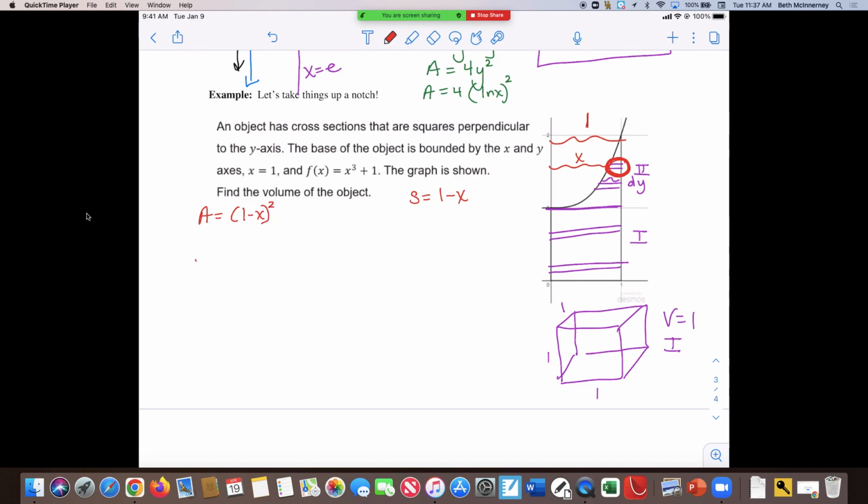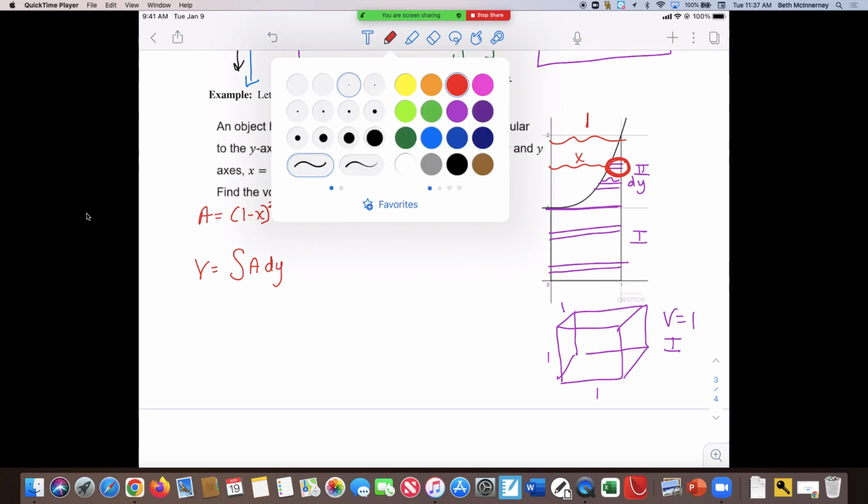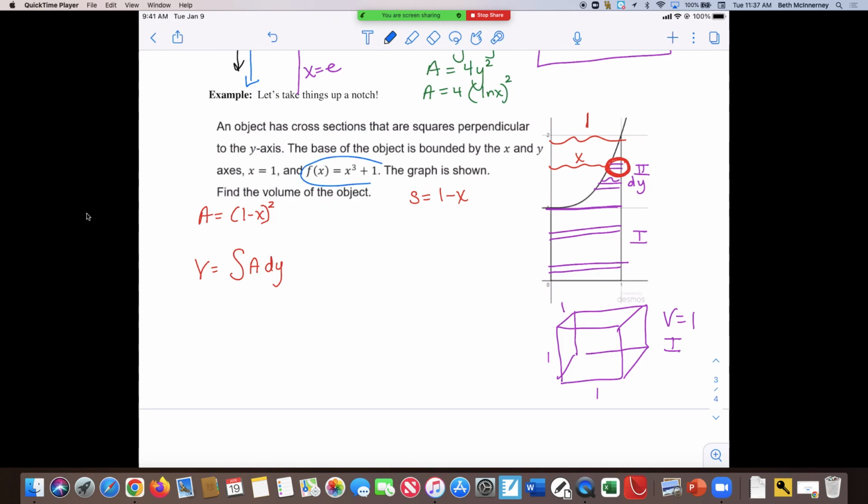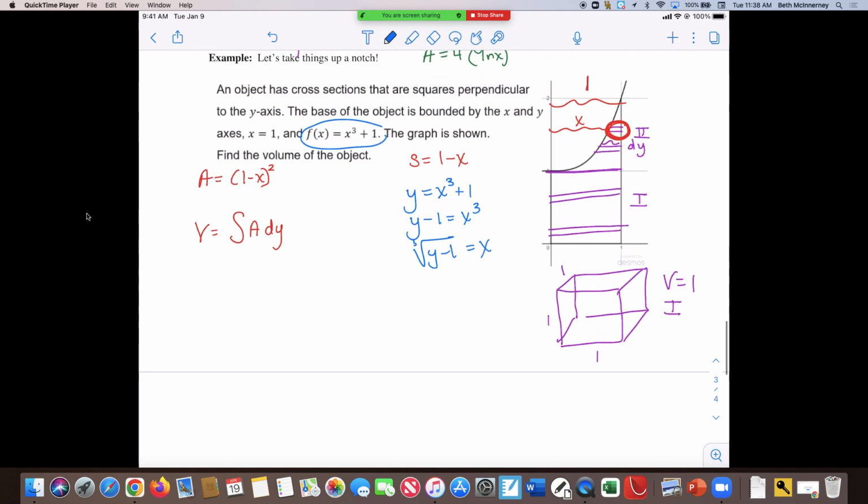The problem is my volume is the integral of the area with a dy. So I've got a problem. But it's a problem we know how to fix. So I'm going to take my curve, y equals x cubed plus 1. I'm going to subtract 1 from both sides and do the cube root. That is going to give me x.